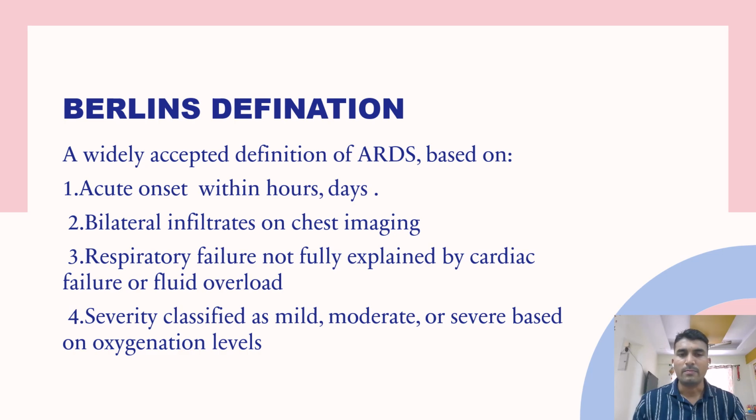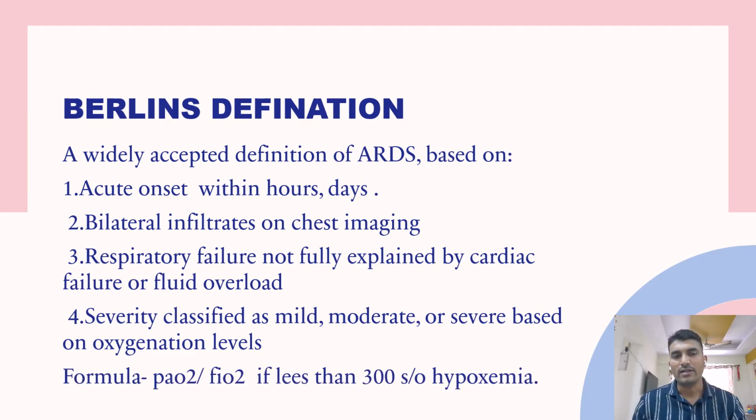Severity is classified as mild, moderate, or severe based on oxygenation levels. So there is a formula. We usually do ABGs in ARDS patients. From that, we calculate PaO2 divided by FiO2, which is, if the patient is on ventilator support, how much FiO2 requirement is there, and if the value comes below 300, it is diagnosed as an ARDS patient.